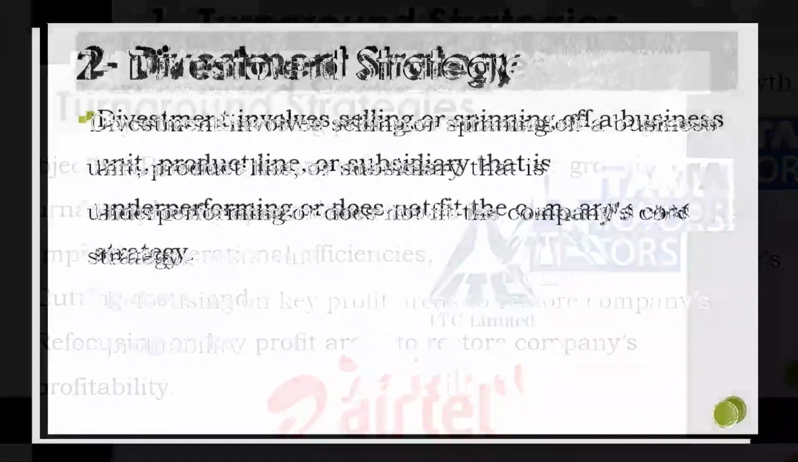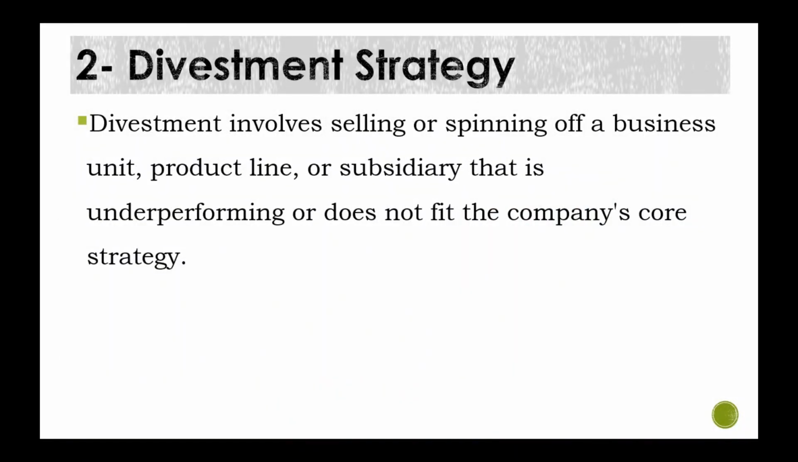Next is the divestment strategy. Under this strategy, the firm focuses on maximizing the profits from its current resources and operations. The company may make efforts to reduce cost or increase the profitability within the existing scope, but it avoids any major investment in growth strategies. For example, Reliance Industries used a divestment strategy by selling its stake in the US shale gas business.